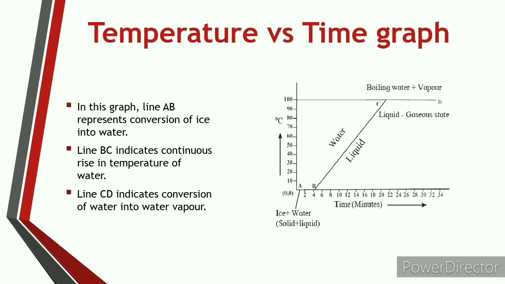Now at point C, water will start boiling, and again temperature will remain constant from point C to point D. Temperature will remain 100 degree Celsius. It will remain constant because now water in the form of liquid starts converting into steam or water vapor. Now we will see some definitions related to this concept.